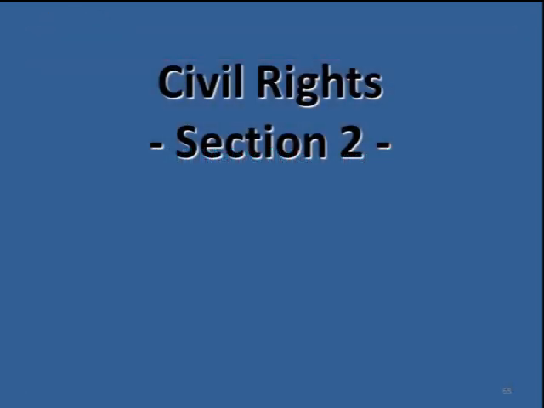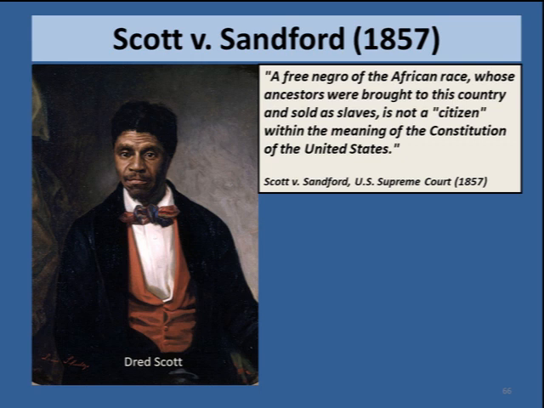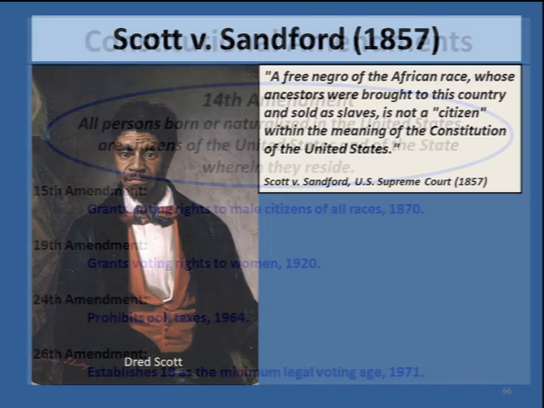Civil Rights, Section 2. We will now begin the second section of Lesson 4. One risk of using the Supreme Court was the court did not always support the rights of African Americans. For example, in 1857, the court ruled in Scott v. Sanford that people of African descent were not U.S. citizens and therefore not protected by the Constitution.